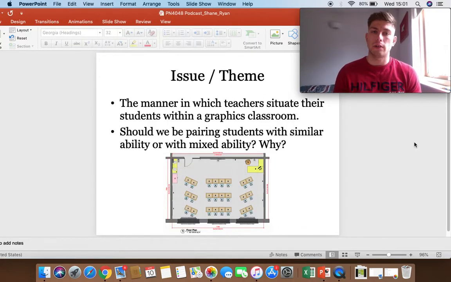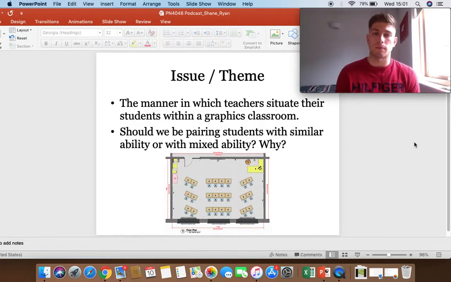So, the issue which I'm going to discuss throughout my article is the idea of grouping. Why I'm choosing this is because whilst on placement, every couple of weeks, the cooperating teacher and I sit down and discuss the positioning of students within the classroom, how they are working together, and how we can improve this.